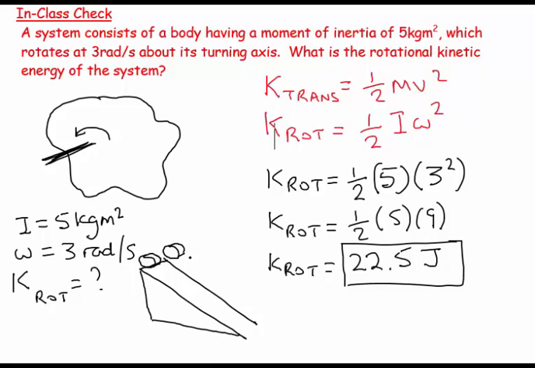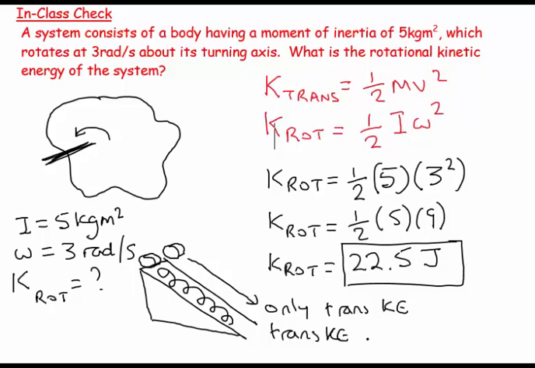will be used for the sliding object in only translational kinetic energy. But for the object that rolls down the ramp, I would split my initial, in this case, gravitational potential energy into translational KE plus rotational KE.